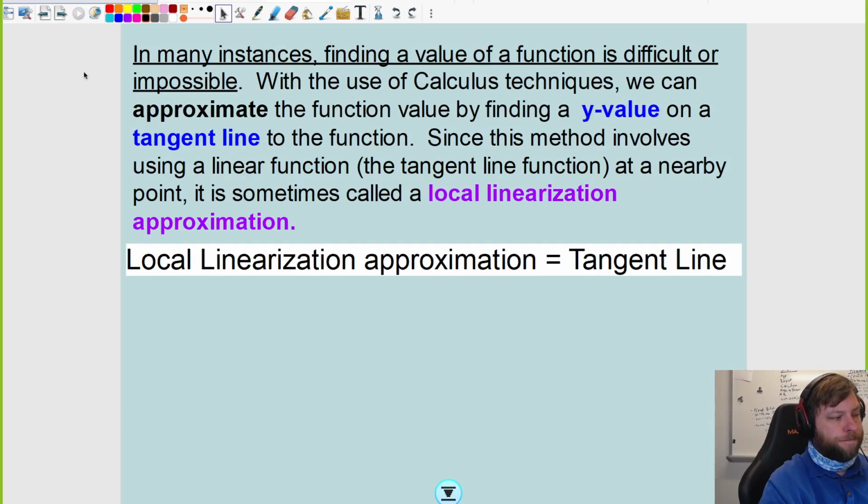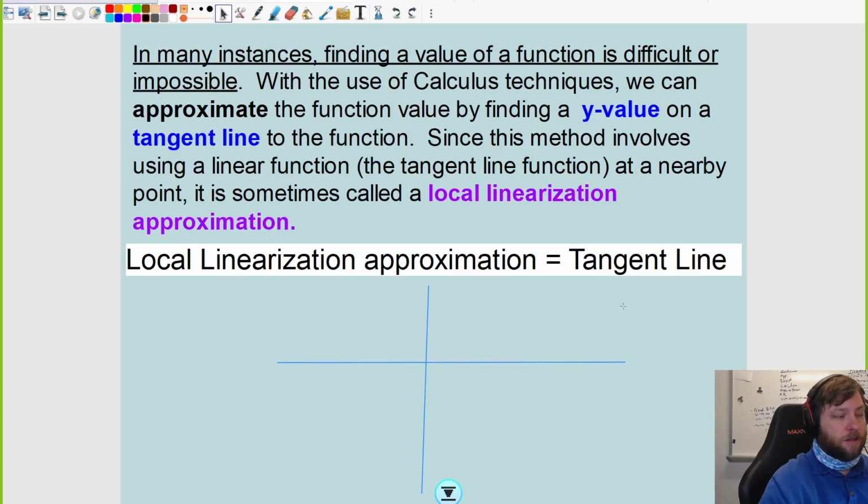The other part of this lesson is the tangent line approximation, right? And there's a big wall of text right here. So in many instances, finding a value of a function is difficult or impossible. With the use of calculus techniques, we can approximate the function value by finding a y value in the tangent line of the function. Since the method involves using a linear function, we call it the local linearization approximation. Okay, all this lesson is about is, hey, you can do the tangent line and then plug in values for the tangent line.